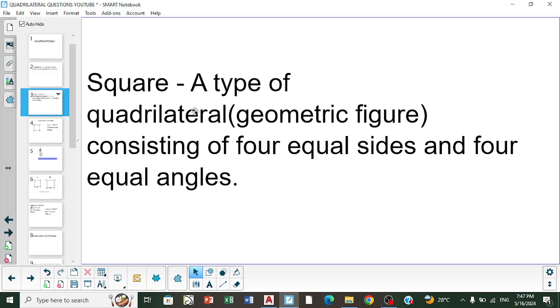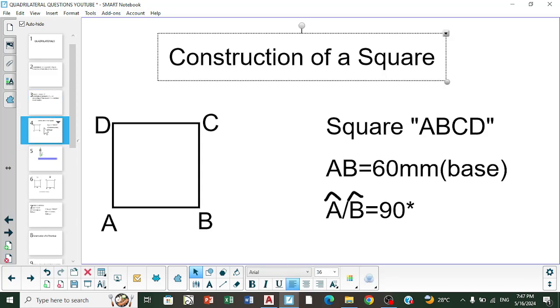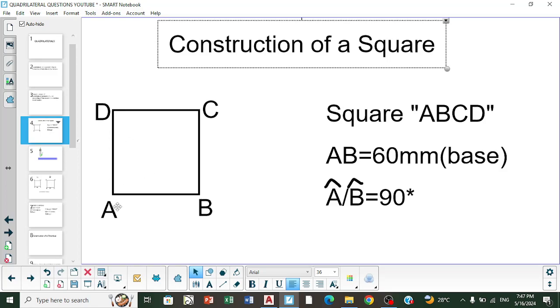Right? And a square, this is a type of quadrilateral consisting of equal sides and four right angles. So a right angle is equivalent to 90 degrees. Four equal sides and four right angles. So you can see here AB, BC, CD, and DA are equidistant, meaning all of them are equal in distance to each other.